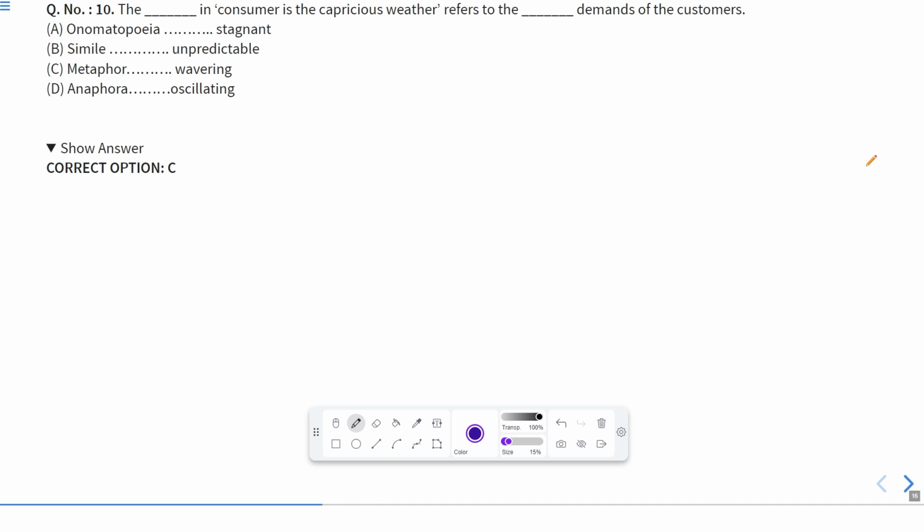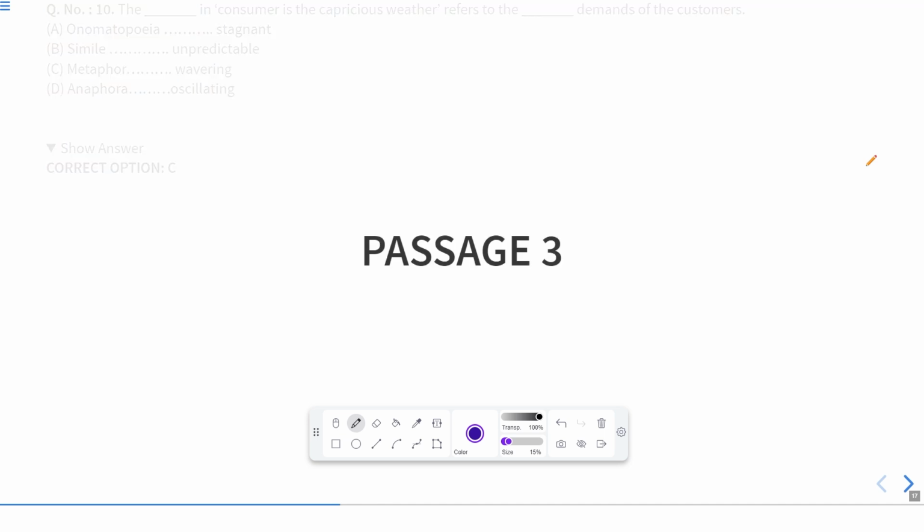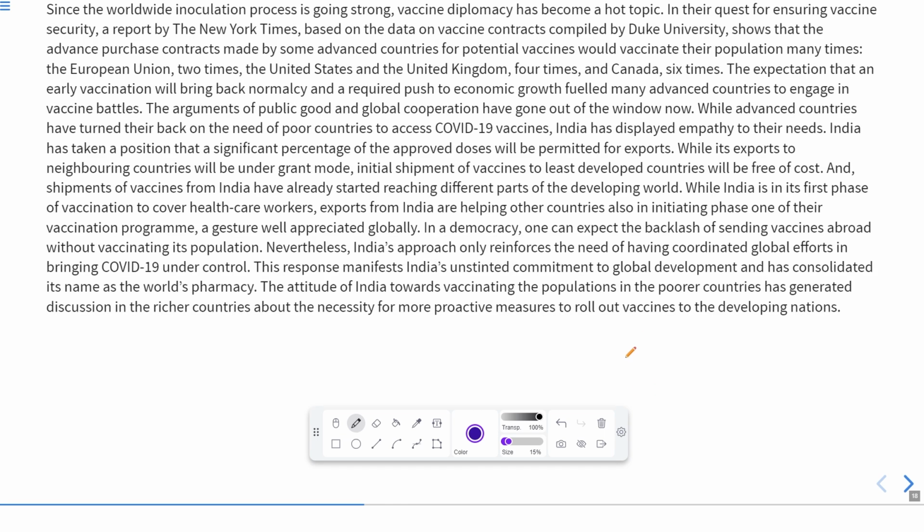First of all, we'll read passage number 3, and after that, we'll discuss each and every question based on this passage. So now we'll start reading passage number 3, and after that, we'll do questions based on this passage. Let us first start reading this passage. Since the worldwide inoculation process is going strong.